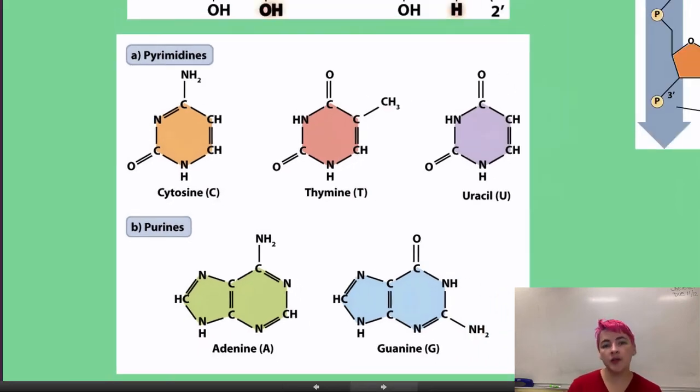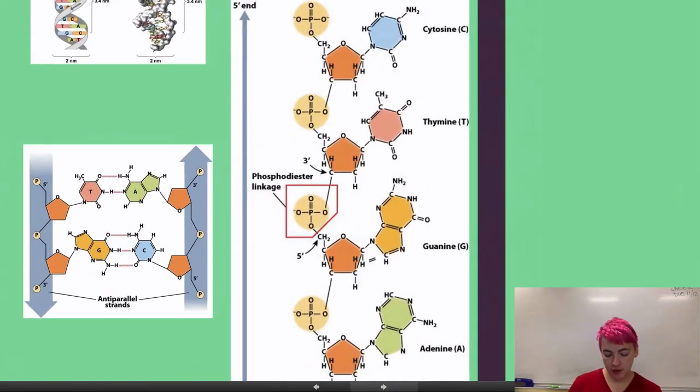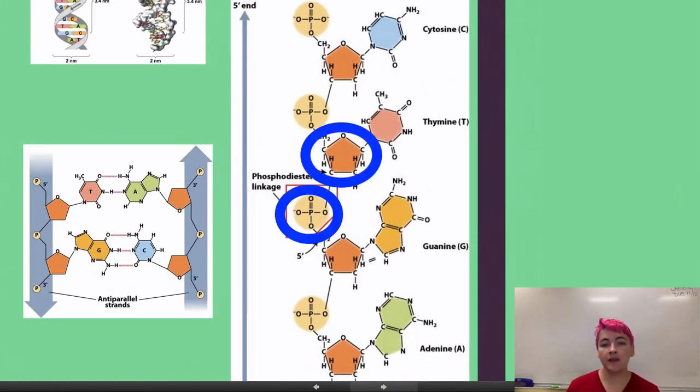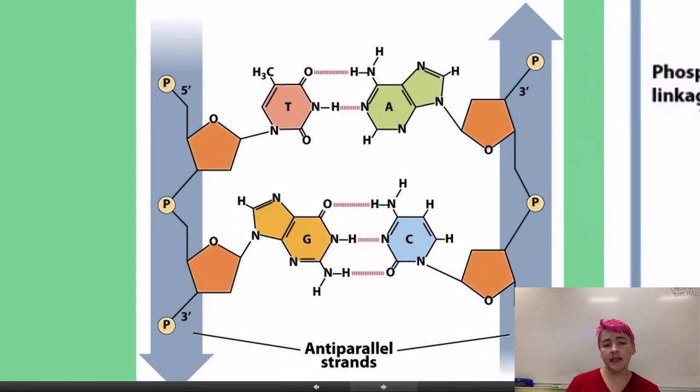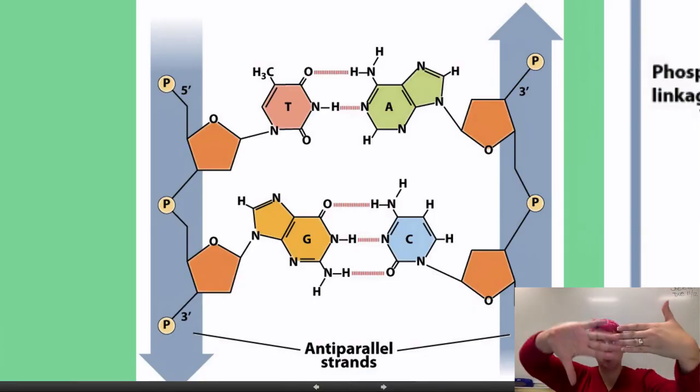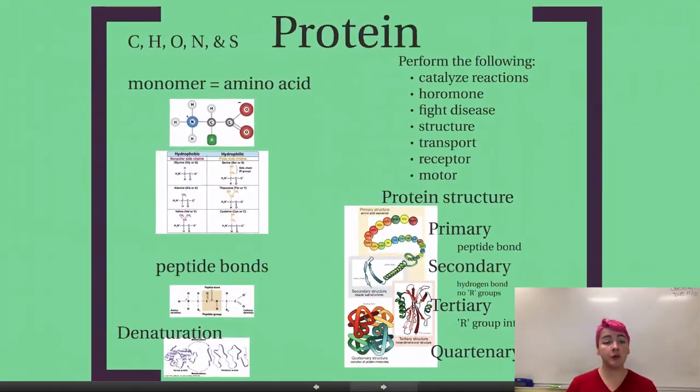When our molecules put together, the phosphate group attaches to the sugar of the next nucleotide, and it creates a phosphodiester linkage. That's the type of bond that's formed between the 2 molecules. RNA is a single strand, and DNA is a double strand. When DNA comes together, it actually comes together anti-parallel, meaning one strand goes this way and the other strand goes this way. And then we have protein.